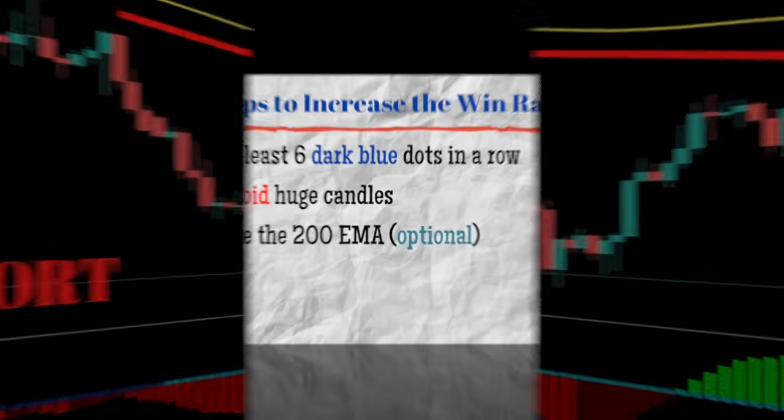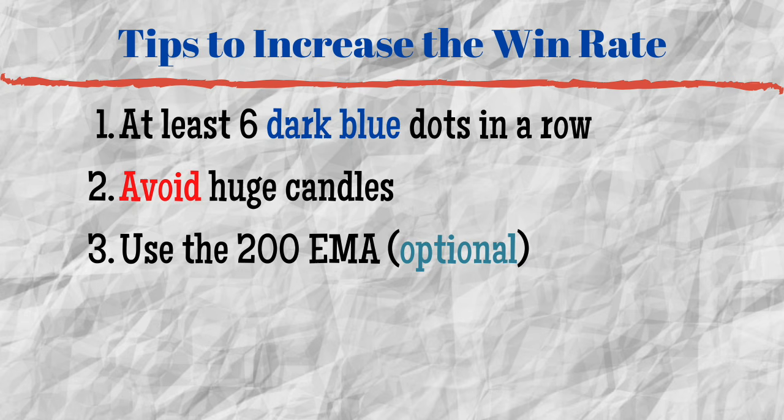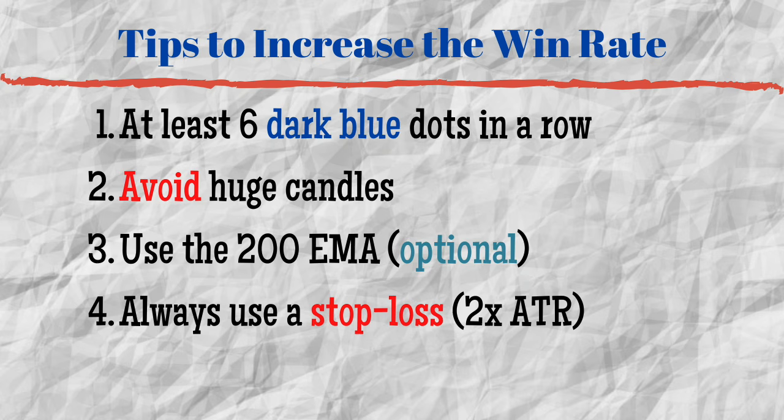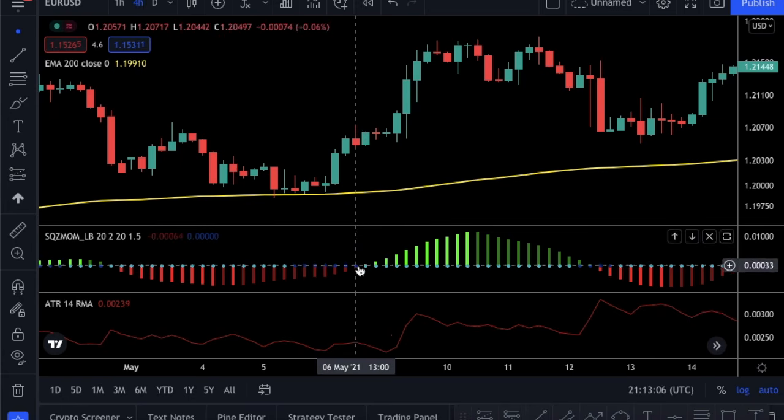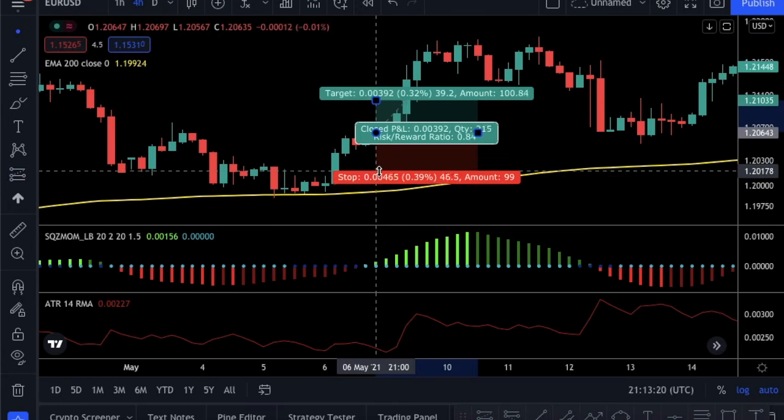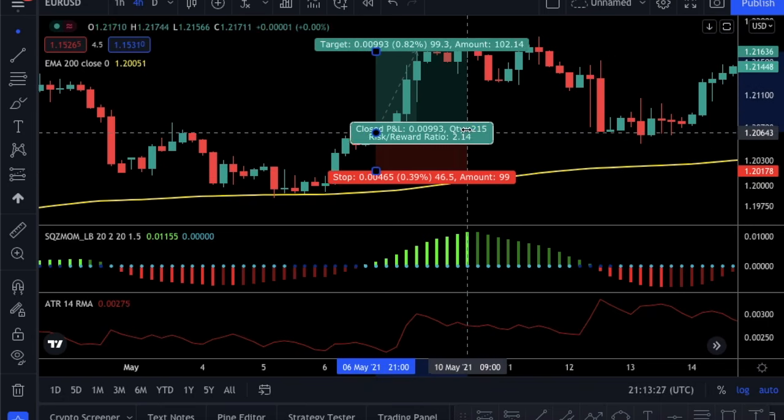But keep in mind that it will also filter some good entries, so it is up to you to decide if you want to use it or not. In addition to that, you should never trade without a stop loss, and you should always know when to exit a trade. I will show you how to use the ATR indicator while setting a stop loss in a minute, and our exit point will be the first bar with a different color.